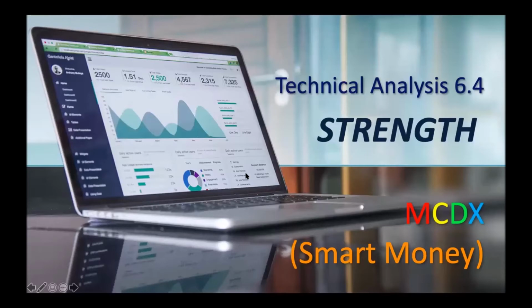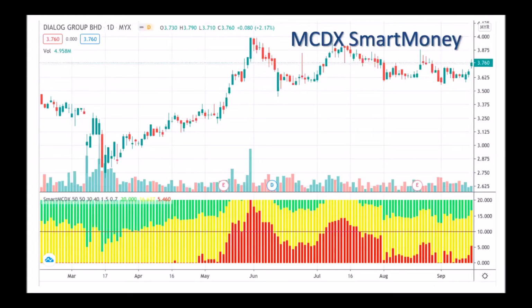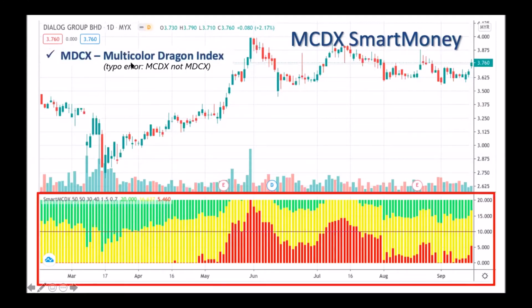So next we move on to MCDX, smart money. MCDX is quite interesting in that you can't really find much in the Western media compared to the Chinese market. You see, the name also has dragon, like the Chinese market. So it's multi-color dragon index. In Western media, they use the word smart money. So it was not found in this KL screener. So when I need to see MCDX, I go to TradingView, FX, MCDX, and put smart money.